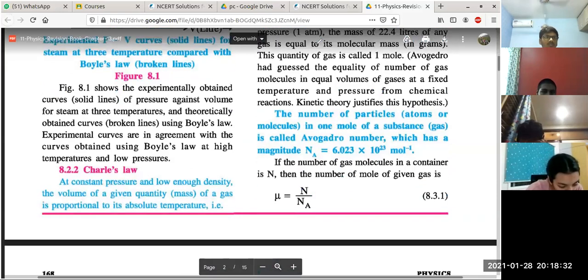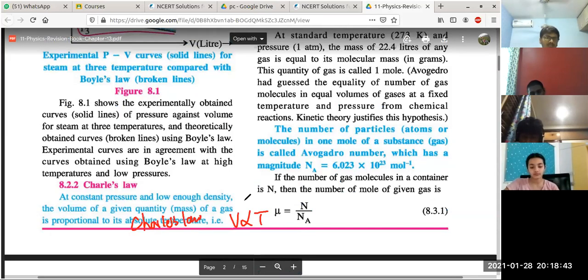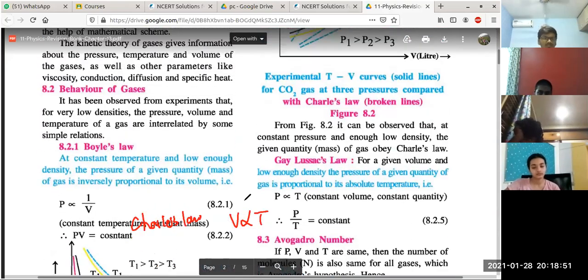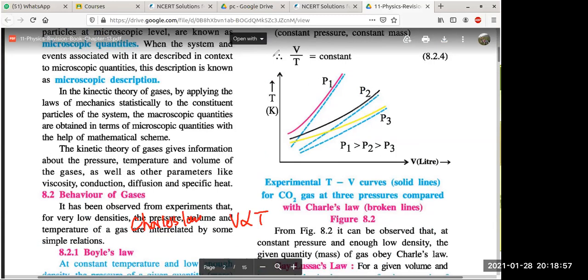Then there is Charles' law. Charles' law says, at constant pressure and low enough density, the volume of a given mass of a gas is proportional to absolute temperature. So V is proportional to T. So this is the T versus V curve. You can see mostly it is a straight line.